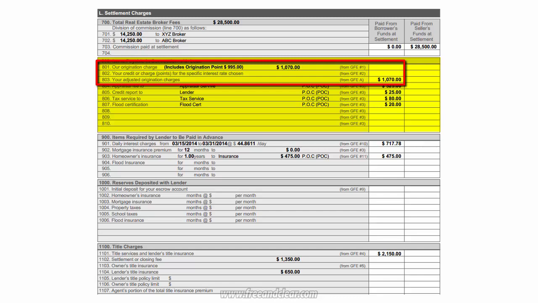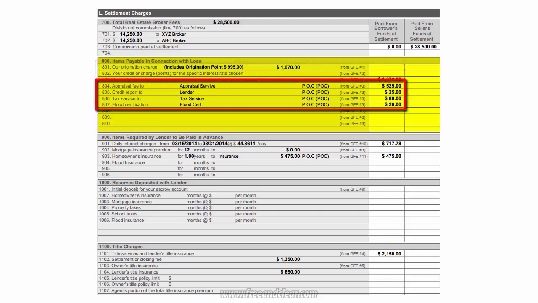These are all different ways to describe lender fees. This is also the section where you would see the charge for any discount points you decide to pay. A discount point is an upfront fee equal to 1% of your mortgage amount that borrowers have the option to pay to lower their interest rate. In this example, we are not paying any discount points, so the figure is blank, and we show total adjusted origination charges of $1,070.